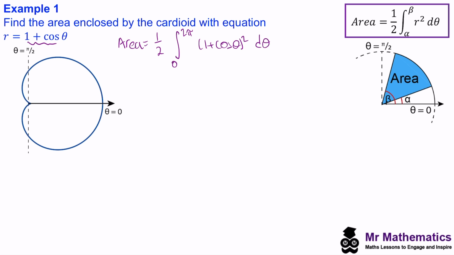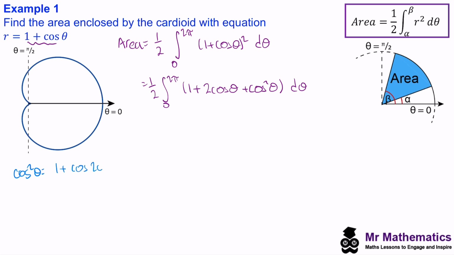So now the first thing we'll do is expand out this bracket, so we get 1/2 times the integral between 0 to 2 pi, then we get 1 plus 2 cos theta plus cos squared theta integrated with respect to theta. So now to integrate cos squared theta, we need to use the double angle formula, where cos squared theta is equal to 1 plus cos 2 theta over 2. So I'll substitute this in place of cos squared theta.